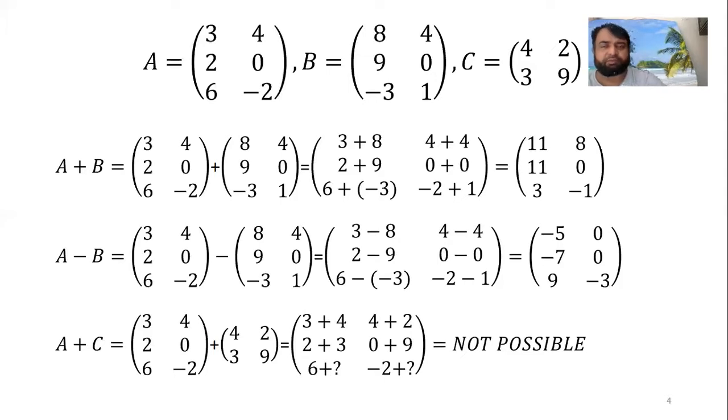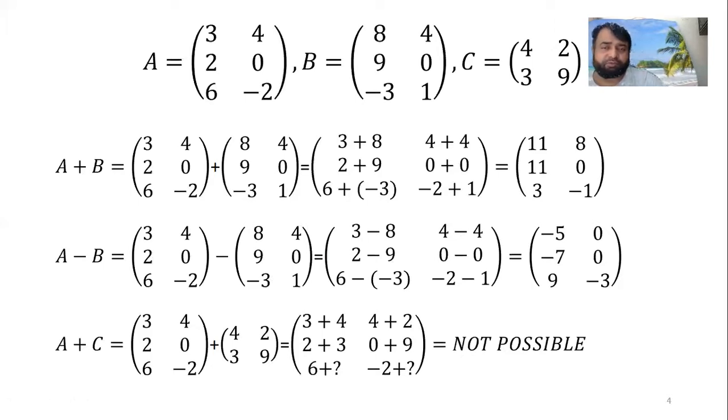But for addition, you have to add. For subtraction, you have to subtract. So everything is the same, and their order has to be the same. So here A and B have the same order, as you know, so we can subtract them. So 3 minus 8. Here 3 and 8 are in the same position. 4 and 4, they have the same position value. That's why 4 minus 4. Similarly, 2 minus 9 here. 2 and 9 have the same position value, and so on.